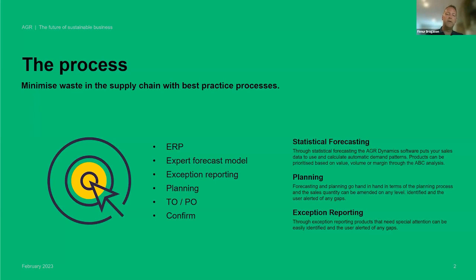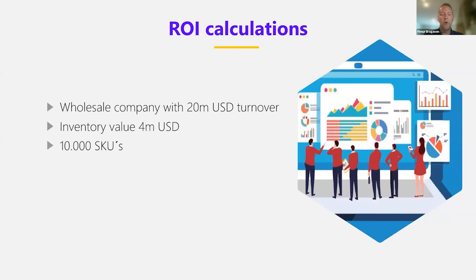This is the high-level scenario I'll be taking you through within the system itself. But to begin with, I wanted to take a short ROI example of a company that has implemented a solution similar to AGR around forecasting and demand planning. Now, if we imagine a simple wholesale company, small to medium size, with $20 million in annual turnover, we assume that this wholesaler holds an average inventory value over the year of $4 million, thus having an inventory turnover of 5.